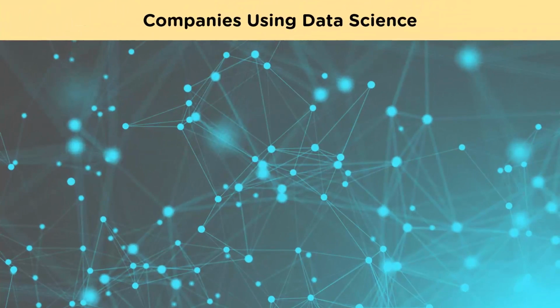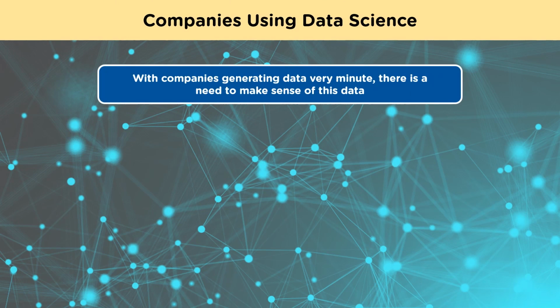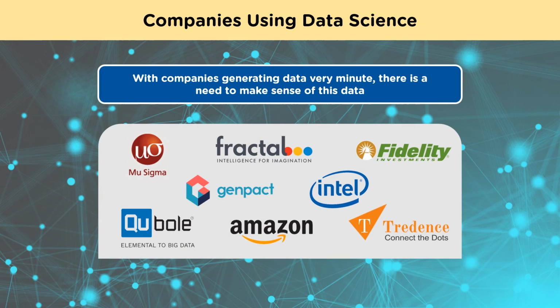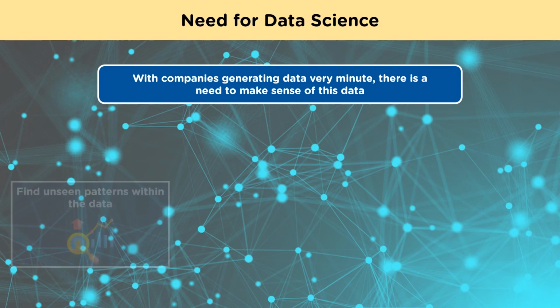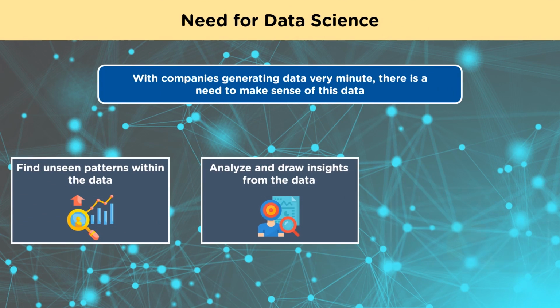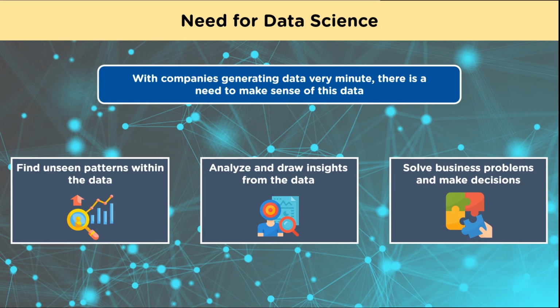Companies using data science are very numerous. With companies generating data every minute, there is a need to make sense of this data. Mu Sigma, Fractal, Fidelity, Intel, Genpact, Qubela, Amazon, Trendince. Just about every business out there nowadays uses some form of data science, even if it's indirectly, to help govern their business and help them grow and compete in the business world. And we use data science to find unseen patterns within the data, analyze and draw insights from our data, and solve business problems and make decisions.